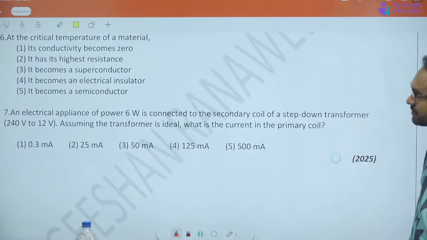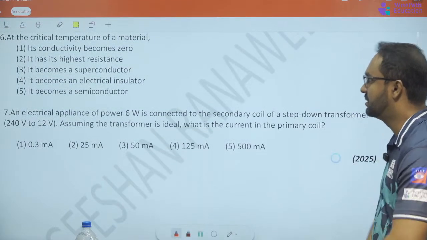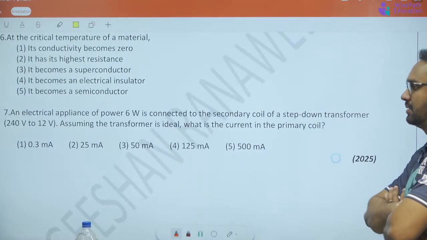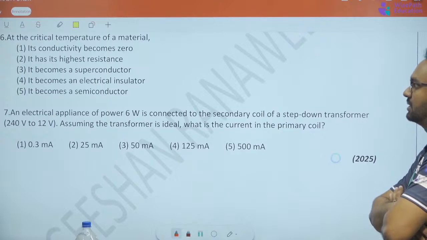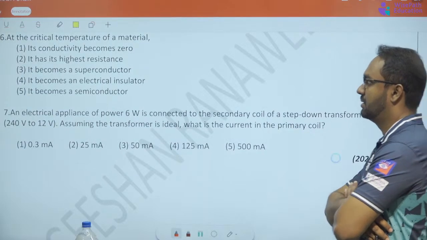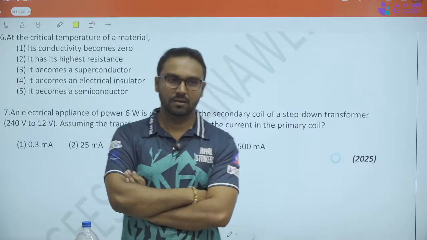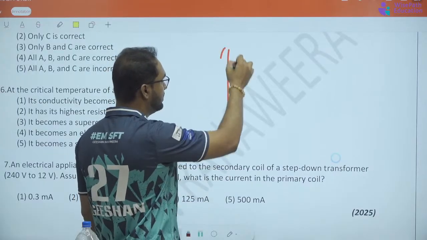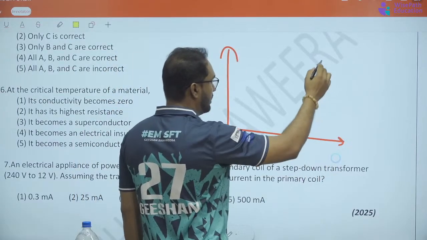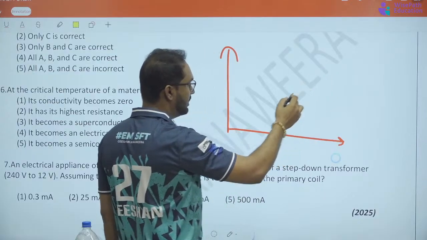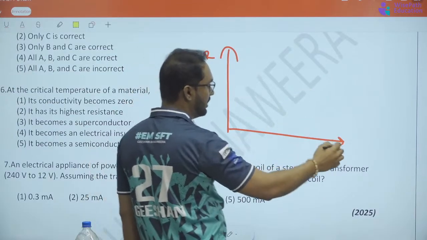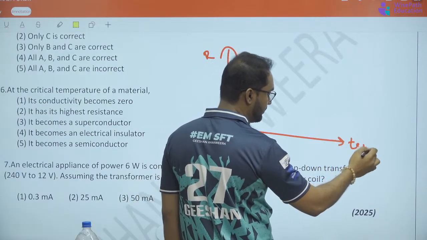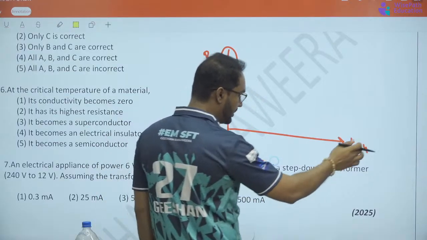Sixth. At the critical temperature of a material, its conductivity becomes 0. So critical temperature is there for the superconductors. If any conductor becomes a superconductor, that happens at a certain temperature, right? This is what superconductors are.